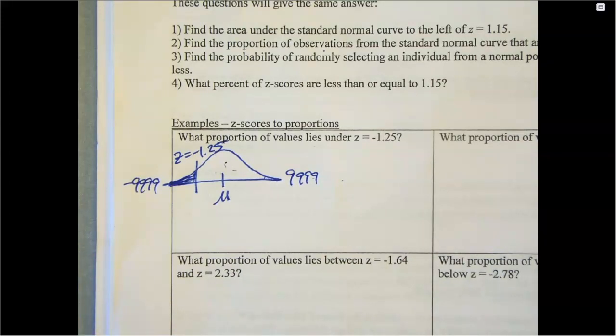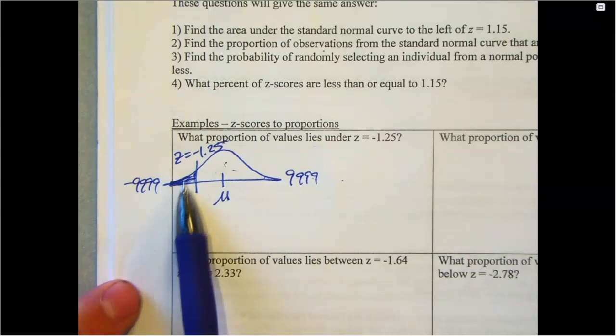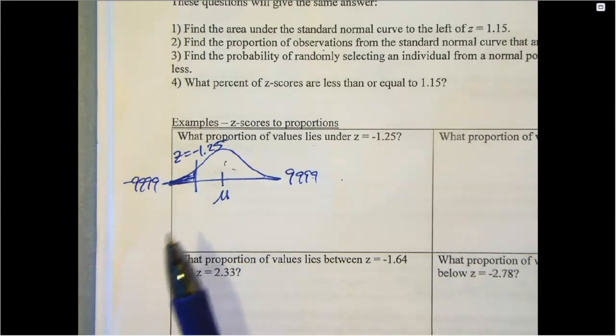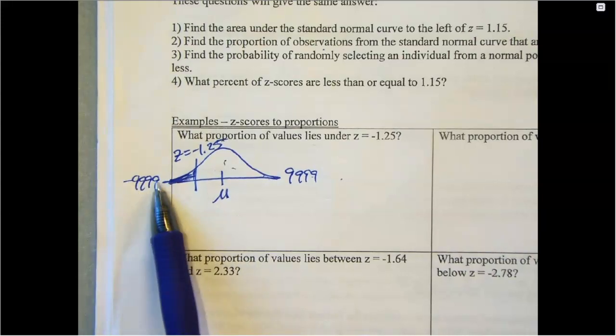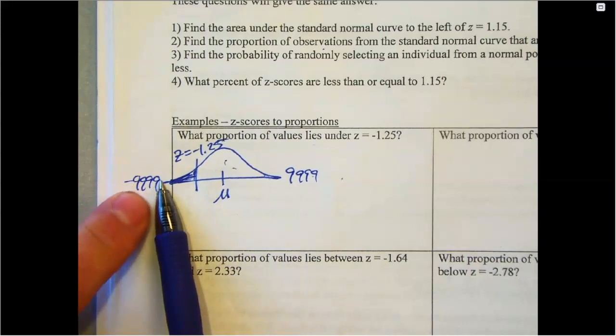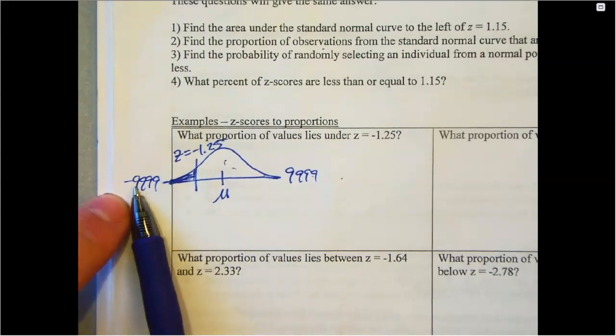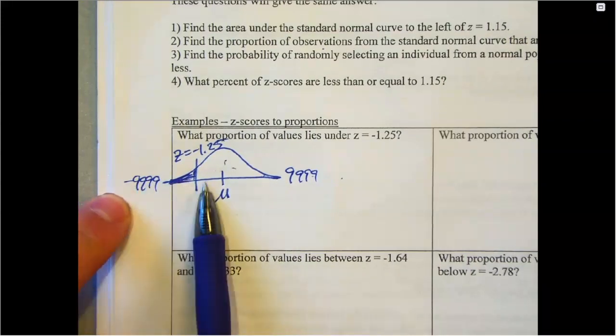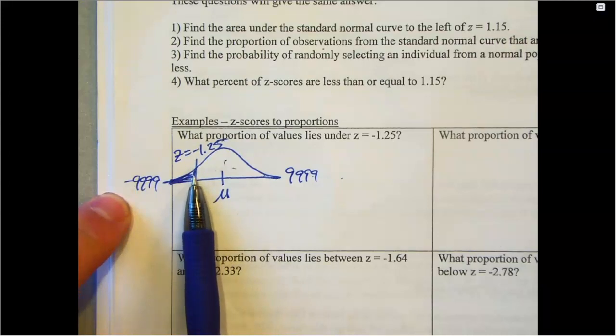And what I want to do is find, you're always going to be looking for the area between two things. So if I'm looking for the area, I know it's underneath negative 1.25, but I'm going to think about that as between negative 999 and negative 1.25. So my lower bound, my left-hand side, is negative 999, and my right-hand side is negative 1.25.